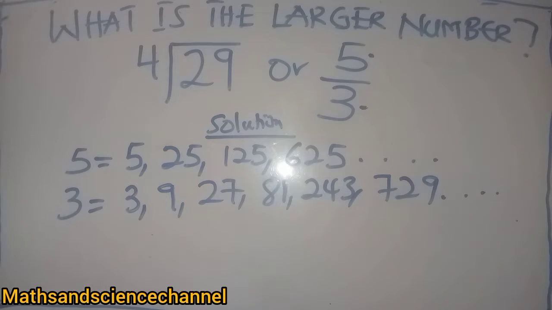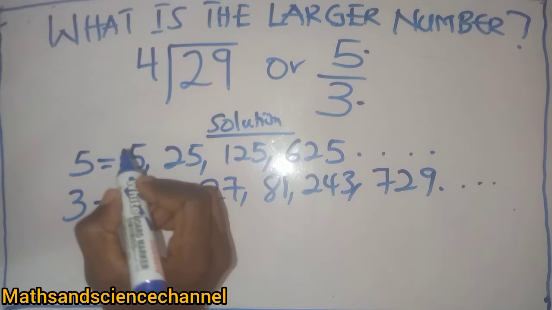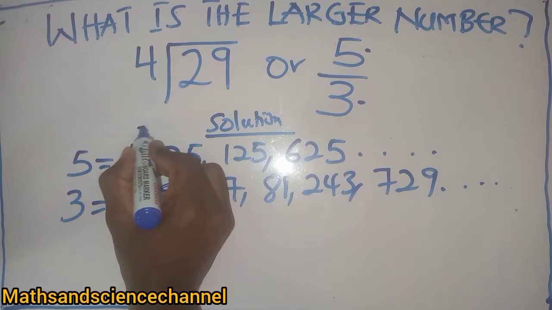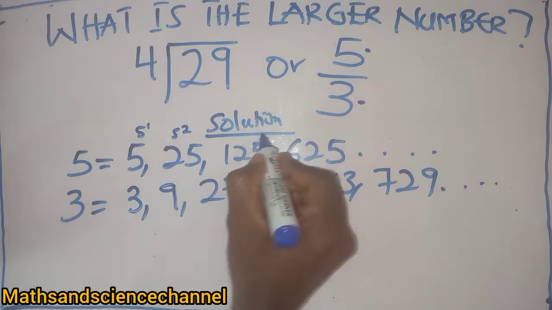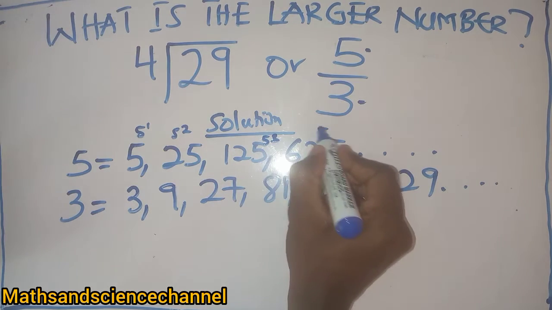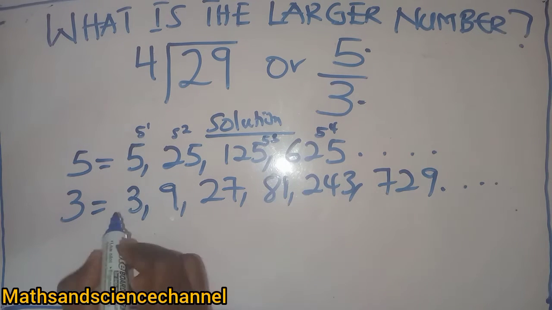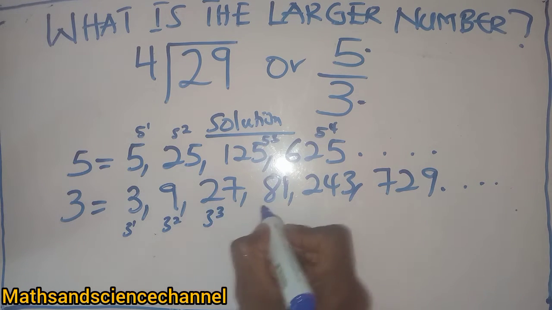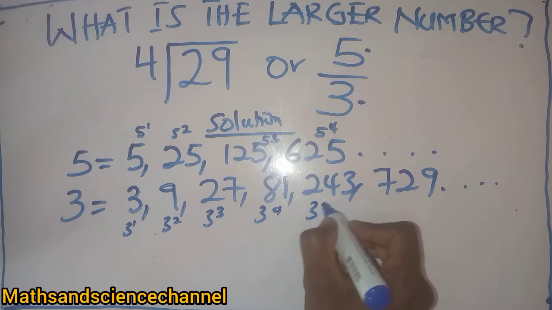Is that okay? So we can go on and on continuously in that order. Now if you look at the numbers that we have for 5 and 3, what we are trying to do is take values that are closer to each other. So you realize that this is 5 raised to the power 1, 5 raised to the power 2, 5 raised to the power 3, 5 raised to the power 4, right? And then over here, 3 raised to the power 1, 3 raised to the power 2, 3 raised to the power 3, 3 raised to the power 4, 3 raised to the power 5.